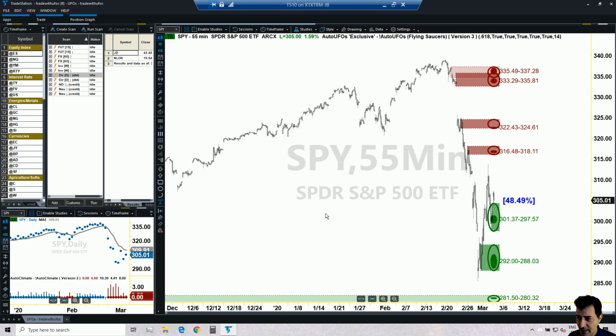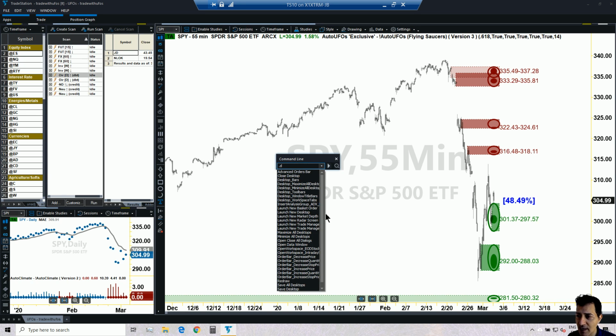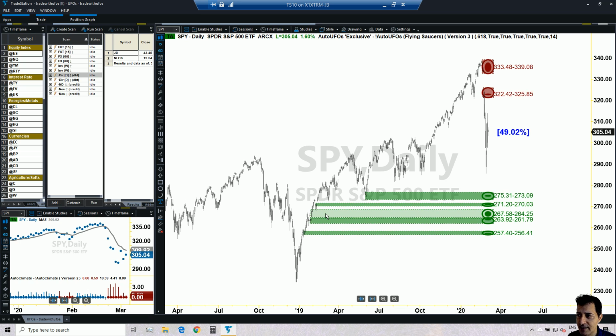So I want to very quickly move to the daily time frame just to look at the S&P, so you have a greater perspective of what's happening. And together with the S&P, I also want to move to the VIX, which is the volatility index that measures the average implied volatility in the options.